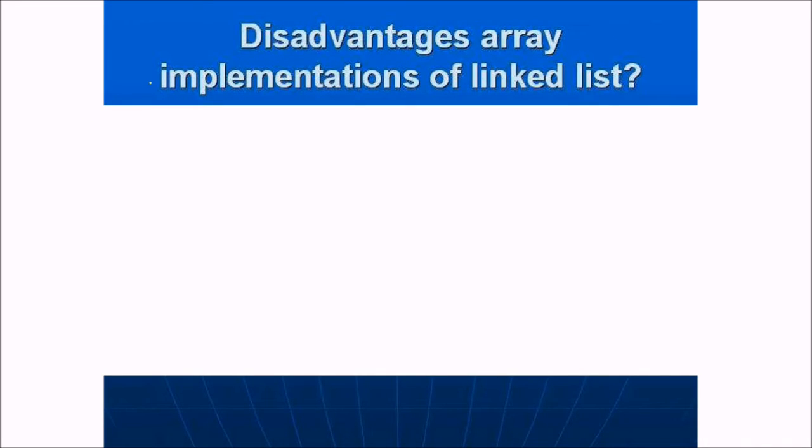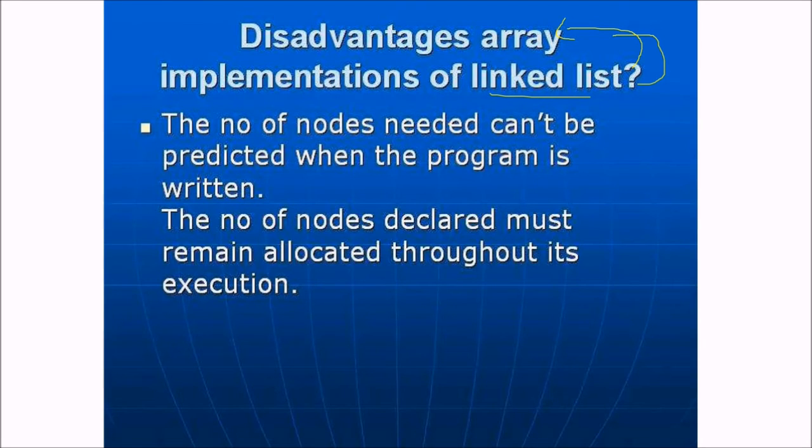Then what are the disadvantages of array implementation of linked list? After all, you can implement stack with an array, and you can implement linked list with an array, but there are various ways. Two ways of them: first, you can implement the linked list with an array, or you can implement the linked list with pointers. So the number of nodes needed can't be predicted when the program is written, and the number of nodes declared must remain allocated throughout its execution. These are the disadvantages of array implementation of linked list.